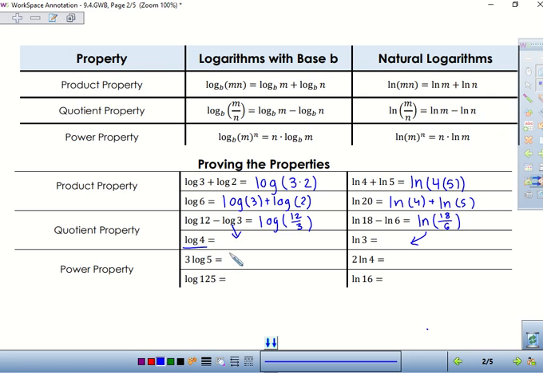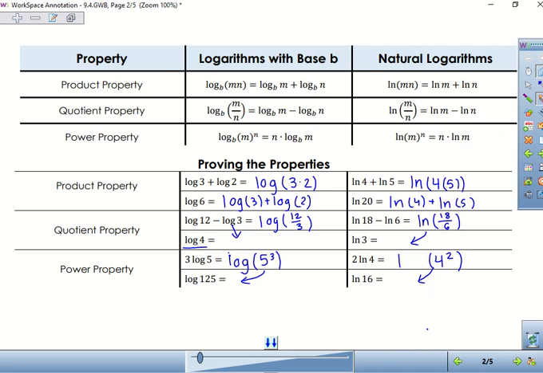Now for the power property, the power can go back onto the log, okay, which would become log of 125, which is 5 to the third power. And then once again, you can put the power back onto the number on the inside of the log, which would become log 16, or ln of 16. Oh, this is ln, my bad, sorry. So that's just like an overview of how these rules work.